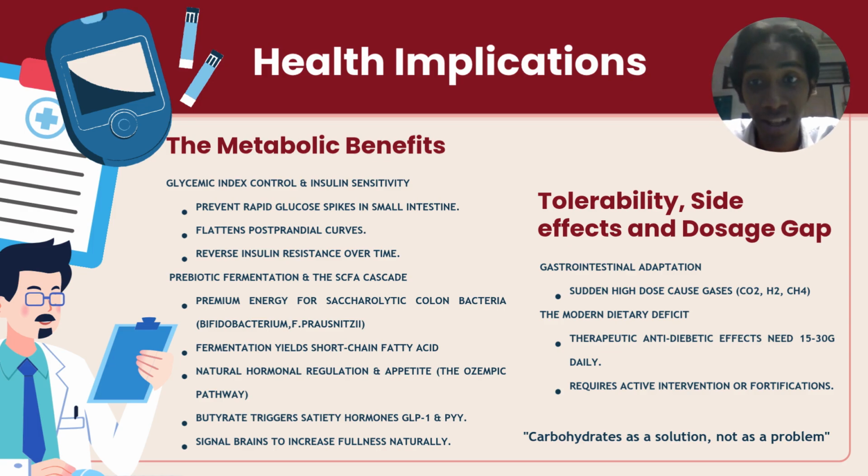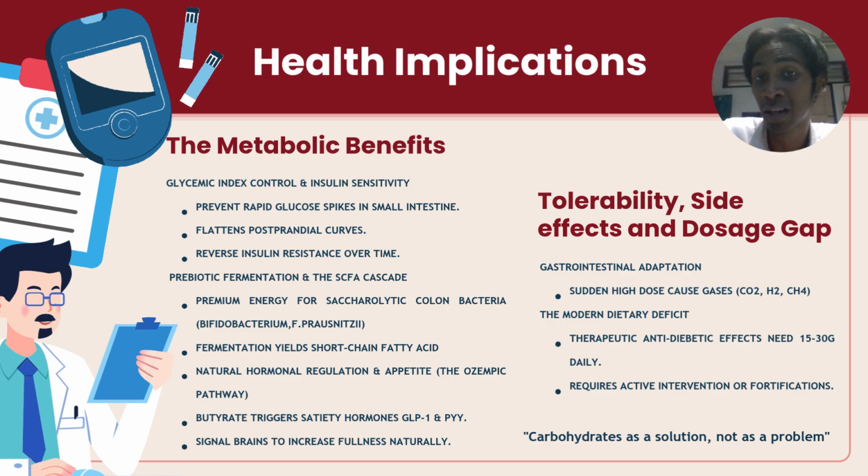When we consume resistant starch, it acts as a molecular shield. Because it resists enzyme breakdown in the small intestine, it completely prevents those rapid, dangerous glucose spikes we see after standard high-carb meals. Instead, it flattens the post-meal glucose curve, and over time this consistent, steady release of energy systematically reverses insulin resistance, tackling type 2 diabetes at its root cause.